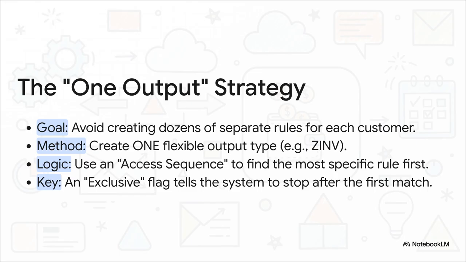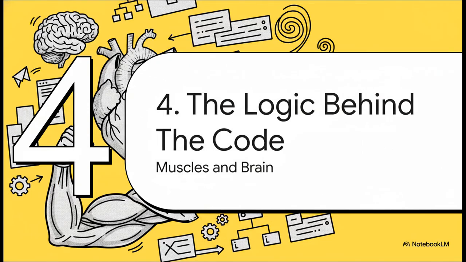It's designed to look for the most specific rule first, like one just for customer B. And if it finds a match, that little exclusive flag tells it, hey, you're done, stop looking. It's just so elegant and efficient. All right, our skeleton is in place. It's strong. Now it's time to add the muscles and the brain.